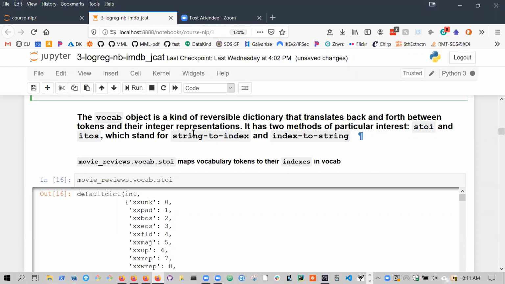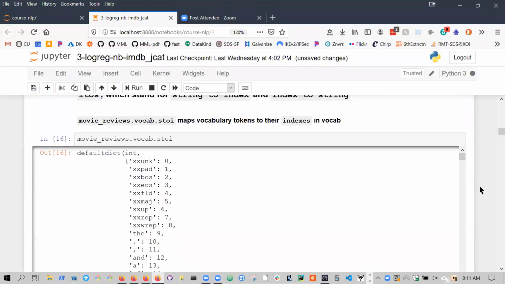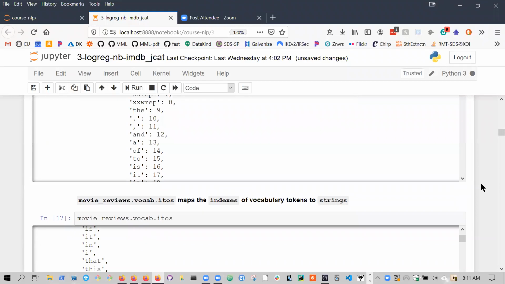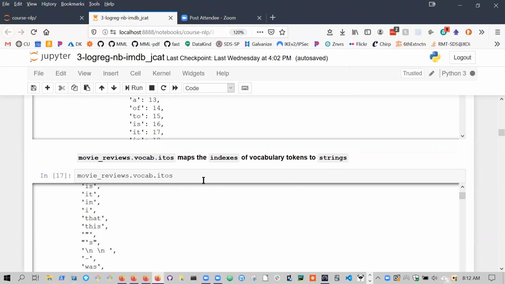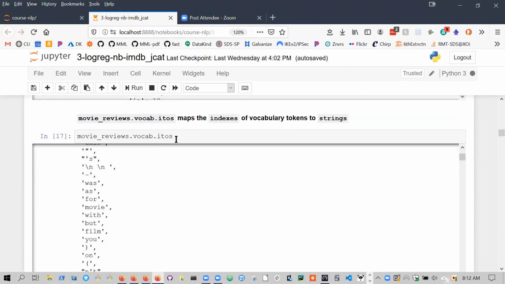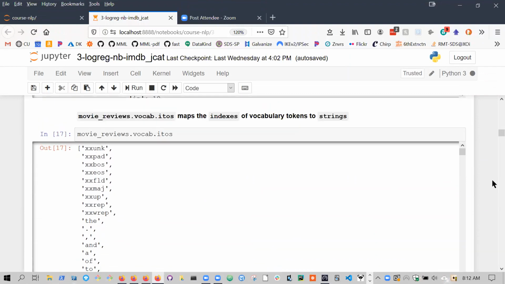In this way, you can look at .stoi, which is what they call a default dictionary, which maps these tokens into their integer representations. And the other way around, the itos maps the indexes into strings. So itos is just a list of strings whose positions in the list correspond to their numerical indexes, if that makes sense.